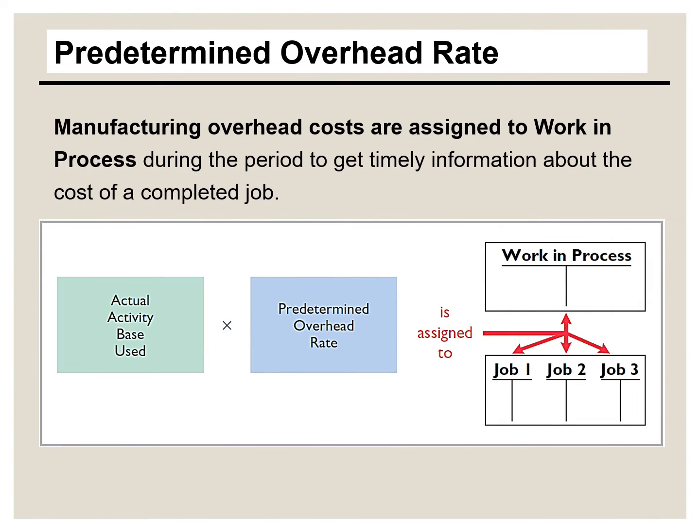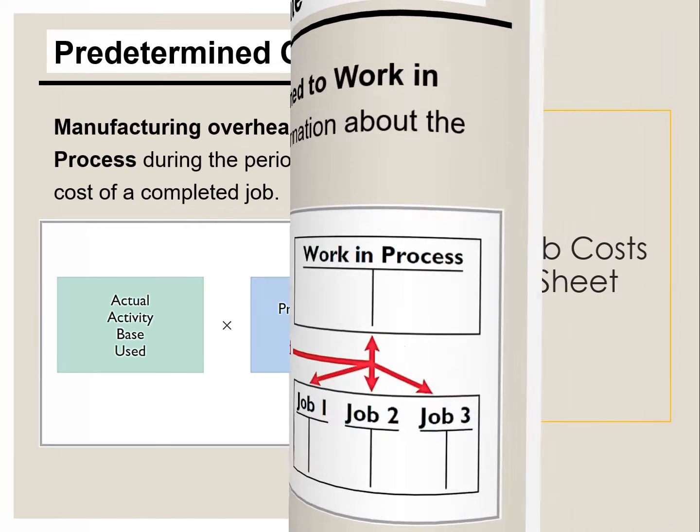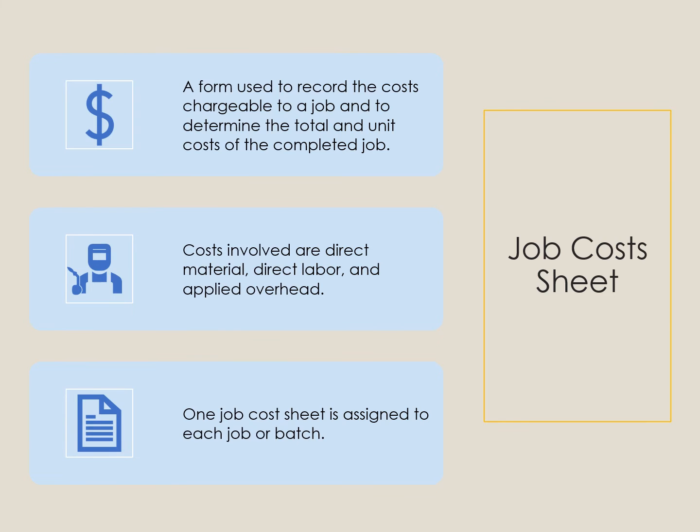Predetermined overhead rate. Manufacturing overhead costs are assigned to work in process during the period to get timely information about the cost of a completed job. Now students, take a look at the job cost sheet. A form used to record the costs chargeable to a job and to determine the total and unit costs of the completed job. Costs involved are direct material, direct labor, and applied overhead. One job cost sheet is assigned to each job or batch.